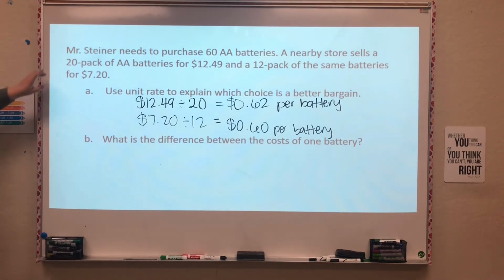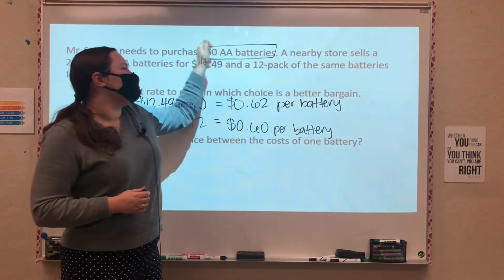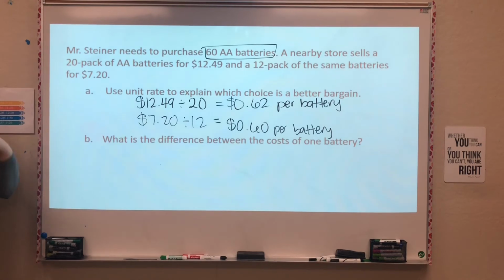We've got Mr. Steiner, and they told us he needs to purchase 60 batteries. So either way, he's going to have to purchase multiple packs. There's no pack that's selling 60 batteries. Which one is a better bargain? Which one's a better deal? $7.20. Why is that? Because if you take $7.20 and you divide that by 5, it's still 60 batteries. If you take $12.49 divided by 3, it's 60 batteries, but the one for $7.20 is cheaper, 2 cents cheaper.